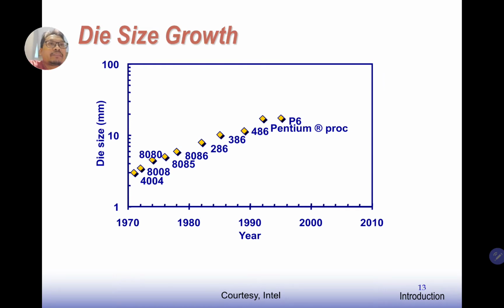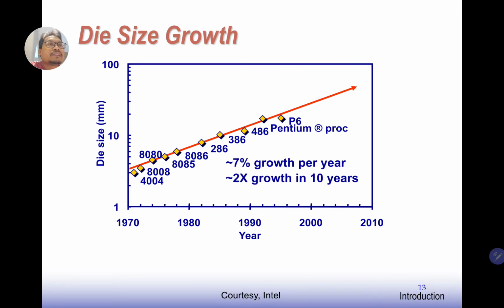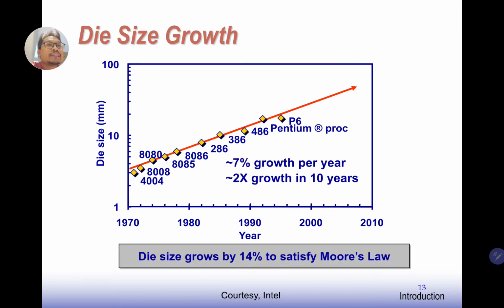Die size growth is also related. Remember what is meant by the die size. The integrated circuit, or the chip, is actually manufactured on the die. The die size remains quite constant, as you can see, compared to the number of transistors on chip. 7% growth per year, 2 times growth in 10 years.